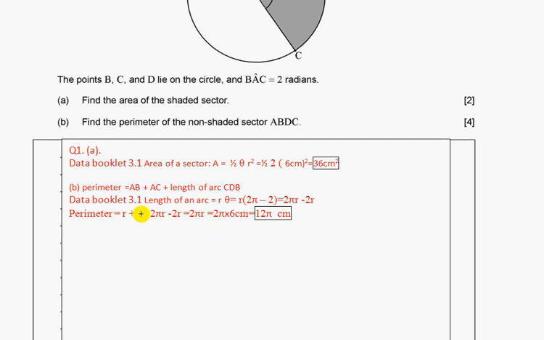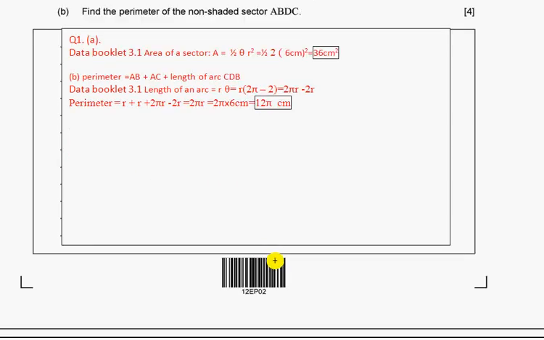So the data booklet gives us the length of an arc. It is radius multiplied by the angle in radians. So it is 2 pi minus 2. So we get 2 pi r minus 2r. The perimeter will be radius plus 2 pi r minus 2r. The 2r simplifies. We get 2 pi r, which is 12 pi centimeters.